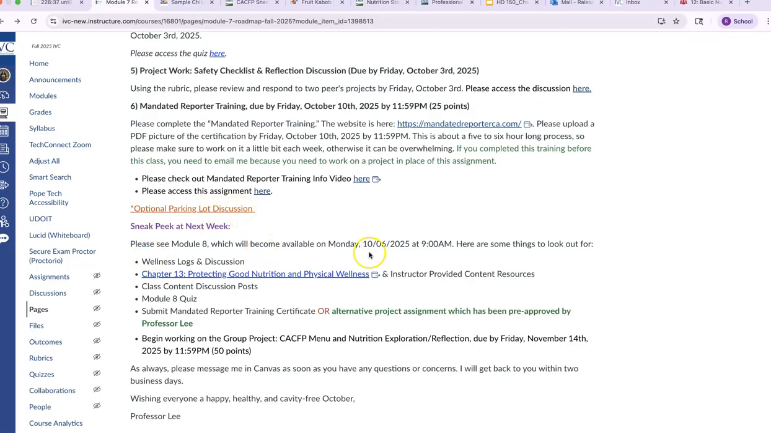Next week, module 8, you'll have your wellness logs and discussion. We're going to do chapter 13, protecting good nutrition and physical wellness, class content, discussion posts, your quiz, and you're going to submit this mandated reporter training certificate or submit an alternative project assignment which has been pre-approved by Professor Lee. So if you say, "Oh, I already did this, I'll just do whatever for the 4 to 6 hours," it won't work. It has to be pre-approved by me.